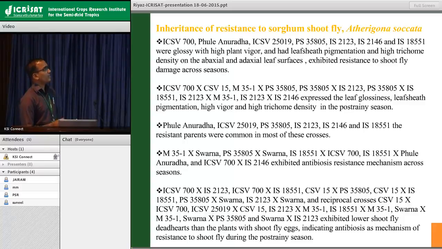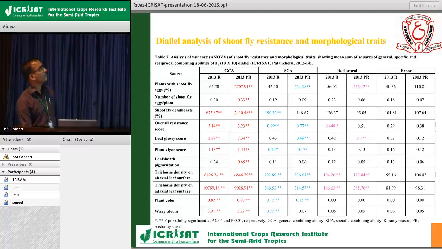And these are the common genotypes that are seen in the crosses where the resistance is reported. And here these are the genotypes having antibiosis resistance. That is, even though they have shoot fly eggs, they are not turning into dead hearts. That is antibiosis resistance. These are the genotypes having the antibiosis resistance mechanism in the post-rainy season.